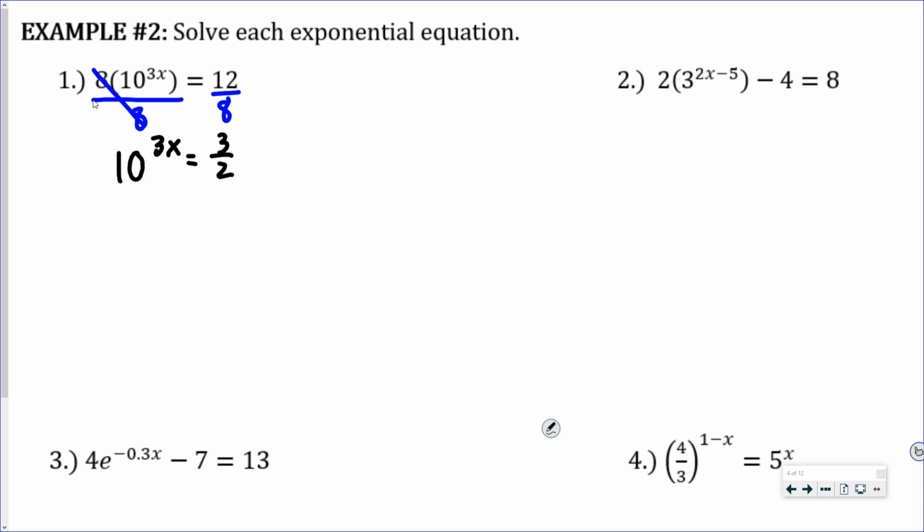So you could picture this and rewrite it in log form, but we're thinking inverse operations. What I'm going to do to get rid of that base of 10, to take off that layer, is I'm going to take log base 10 of both sides. I picked base 10 because that's my base in this exponential equation. So I can take log base 10, remember that's my common log, so I don't have to write a base, of both sides.